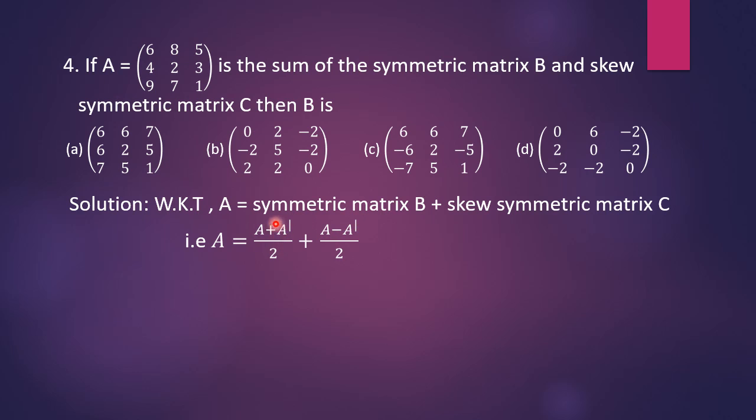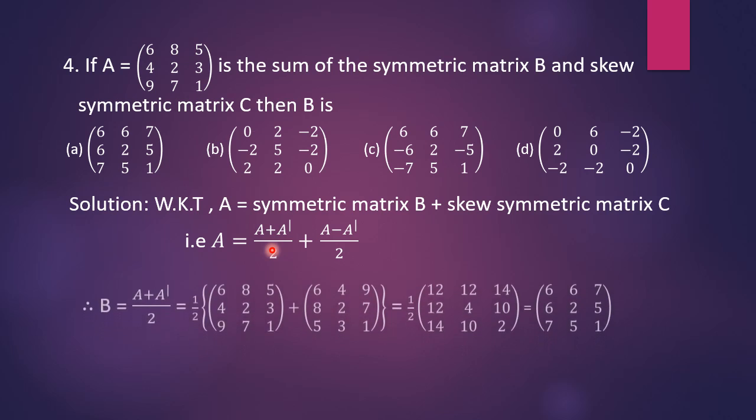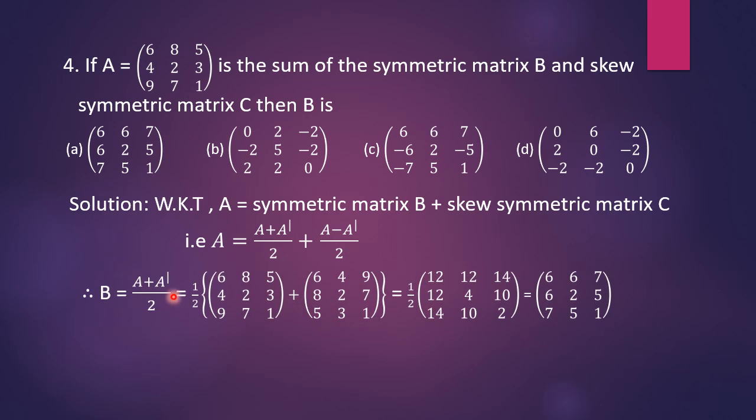That means this is the matrix B according to the given data. This will be the matrix B and this will be the matrix C. We have to find the matrix B here. That is, B is nothing but (A plus A dash) divided by 2. Add the matrix A and its transpose, that is, interchange rows and columns of this matrix. Add these two and divide by 2. You will get this matrix. That is option A here.